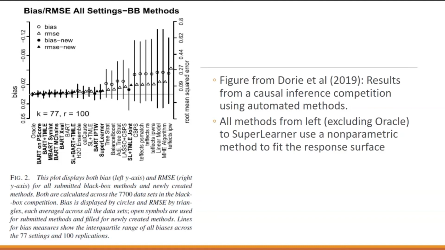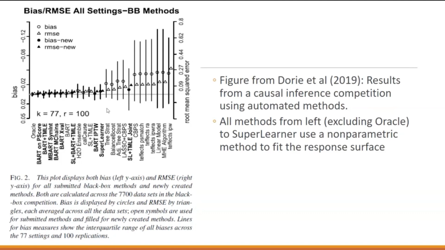And then they asked people to submit so-called black box methods, basically automated approaches, to try and estimate the causal effect across all of these. It ends up being 7,700 combinations of a simulation setting, with different types of relationships between all of the included variables, and then 100 draws essentially from each setting.